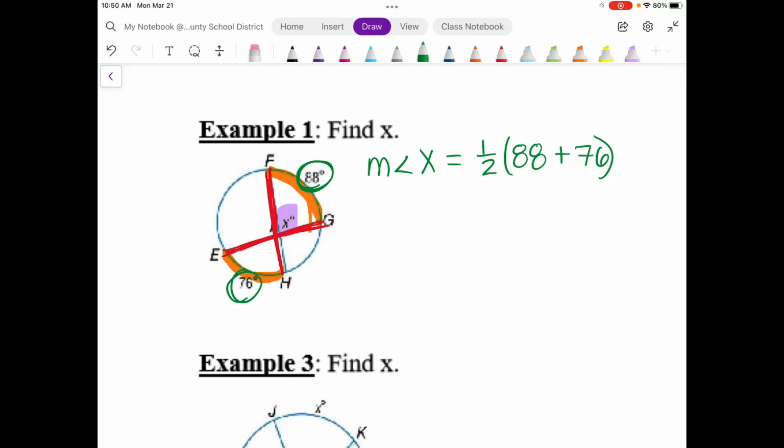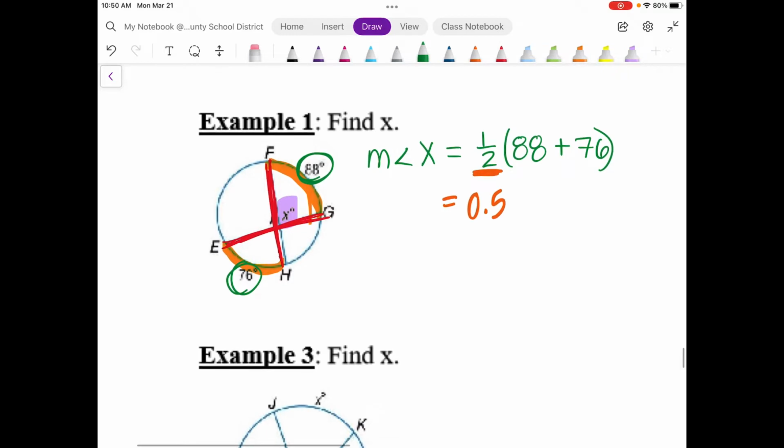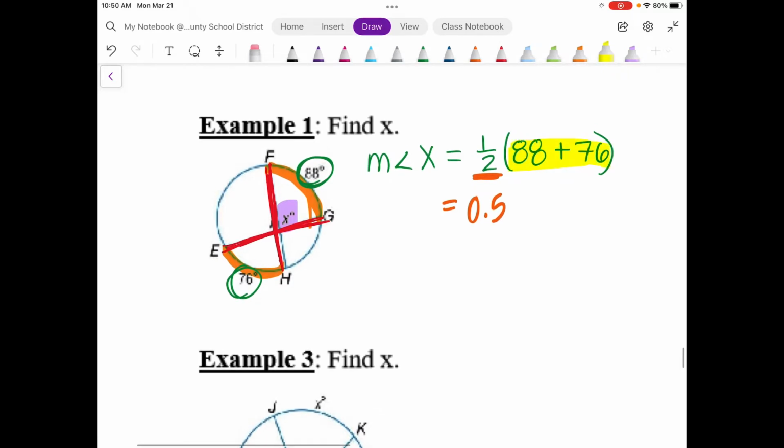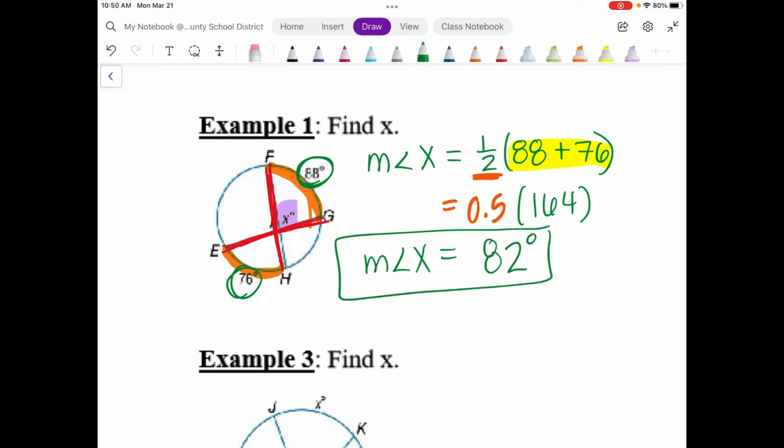And this can be done in the calculator. If you prefer to work with decimals, you can change that to 0.5. That might be easier. And then you can go ahead and just find the sum of 88 plus 76, which gives you 164. And then multiply 0.5 times 164, which gives you 82. So the measure of angle X is 82 degrees. And that would be your answer. So you found this angle measure right there.